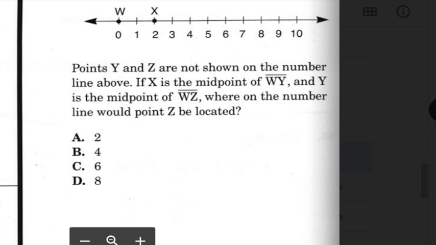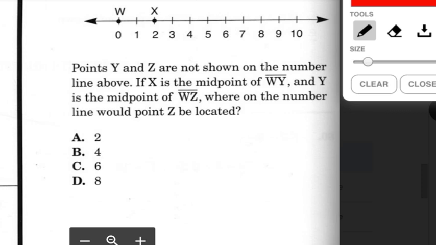Let me bring up my little red pencil thing here. So we have Y and Z are not shown. Okay. X is the midpoint of WY. So X is the midpoint. So if it's 2 units from here to here, then that implies that Y is going to be 2 more units over. So that implies Y is here. Okay, so let's run it through again.